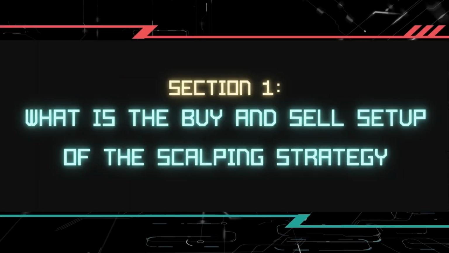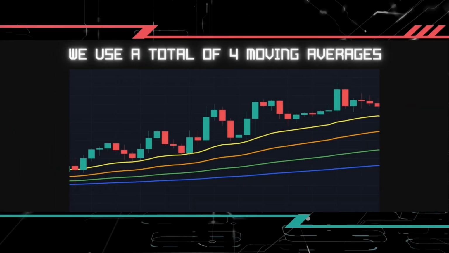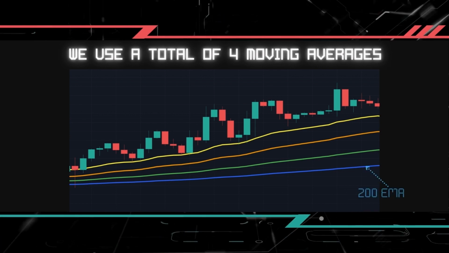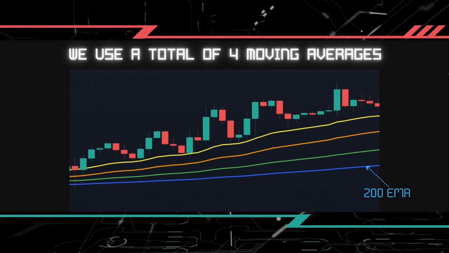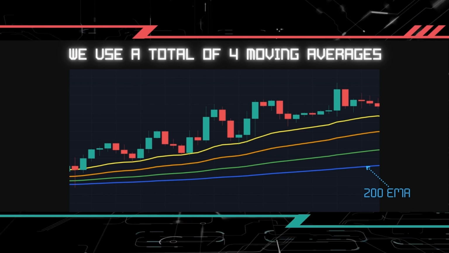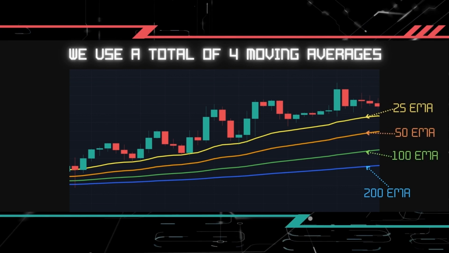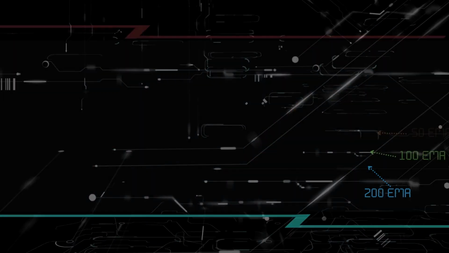First, let us share with you how we use the moving averages in our scalping strategy. We use a total of 4 moving averages to determine the trend and to identify our entry setup. First, we have the 200 exponential moving average. As usual, this moving average will help us identify the overall trend of the market. Next, we have the 25, 50 and 100 exponential moving averages to help us identify the entry point.